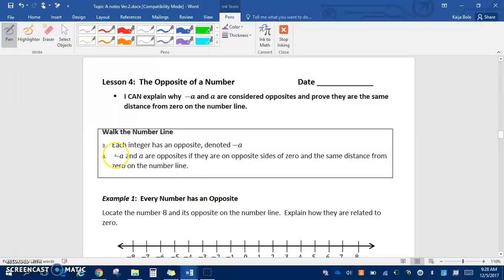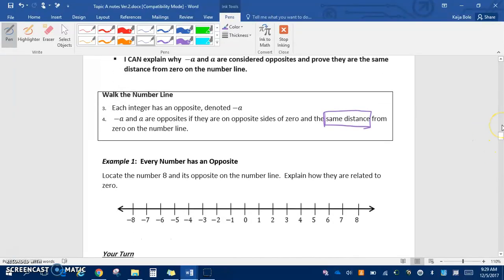So in this box here it says walk the number line. And it says each integer has an opposite denoted by negative a. And then it says that negative a and a are opposites if they are on opposite sides of 0 and the same direction, or the same distance, from 0 on the number line. So put a box around where it says same distance because that's the important part. Alright, we kind of talked about those earlier.